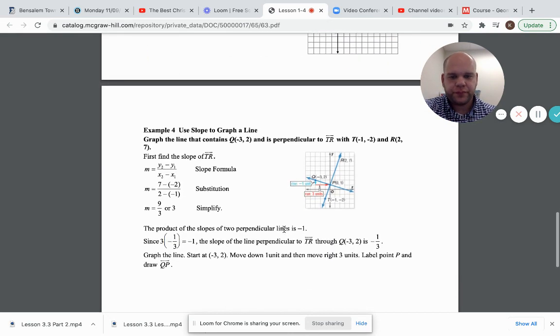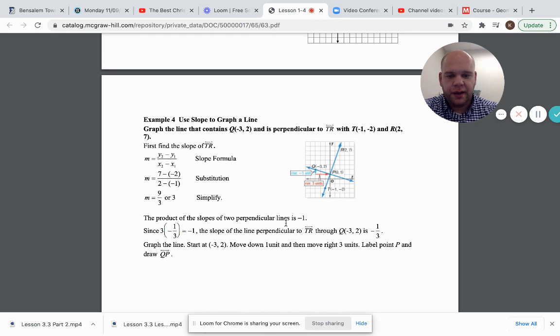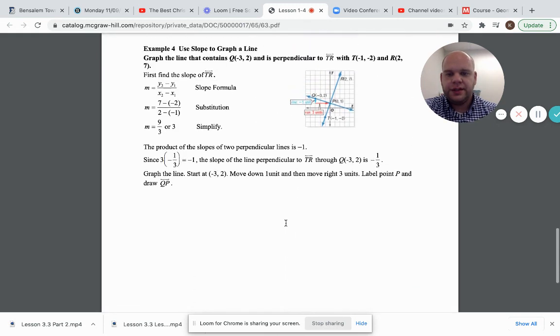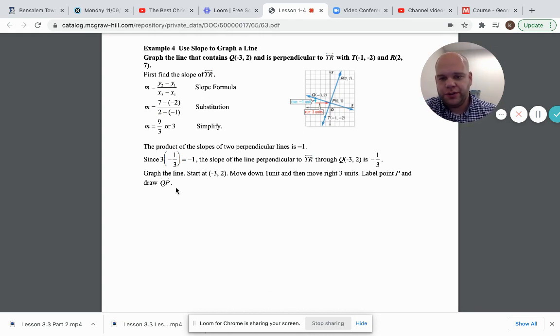And then this last one right here. I believe this is our last example. So this last one is just using slope to graph a line. You want to graph a line through Q that is perpendicular to TR. So what you want to do is use the slope formula, figure out the slope of TR, okay? Then you want to use Q to graph from there, okay?